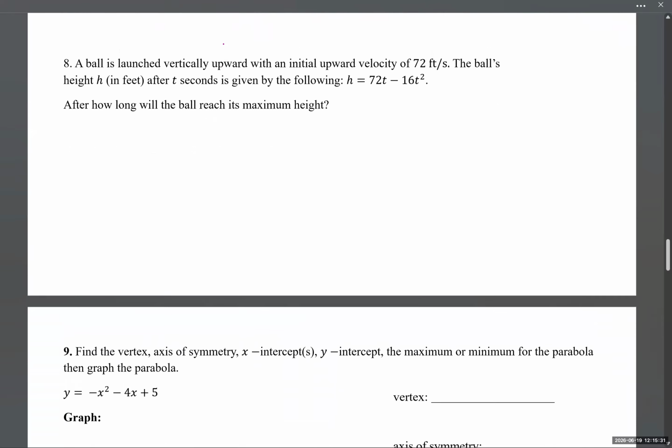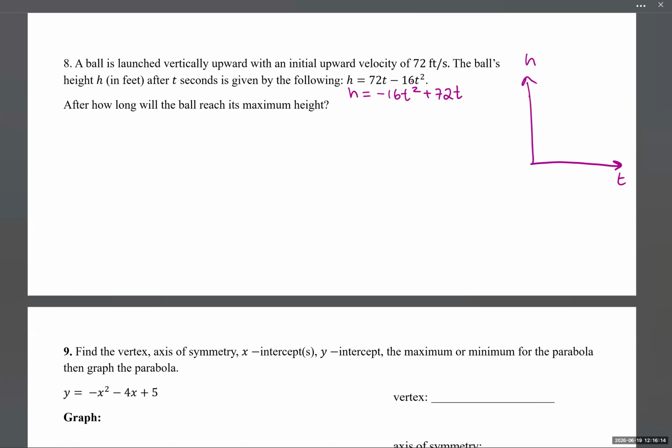Number 8 is another applied problem. A ball is launched vertically upward with an initial velocity of 72 feet per second. The ball's height is given by the following equation. After how long will the ball reach its maximum height? So once again, we are trying to figure out what we're looking for. If you quickly picture this problem, this is time and this is height. This particular equation can be rewritten in more standard form, negative 16t squared plus 72t. We don't have a c on this quadratic equation.